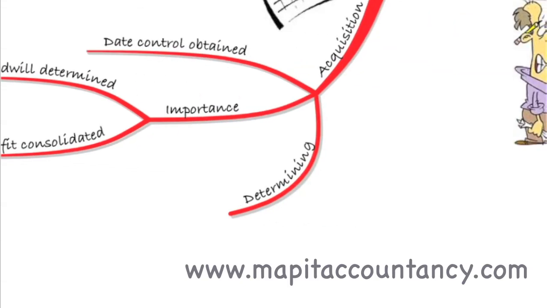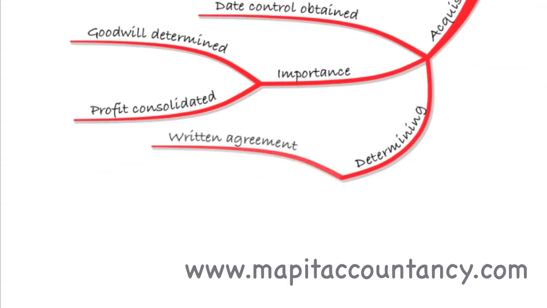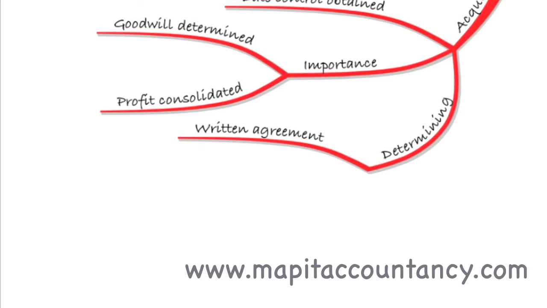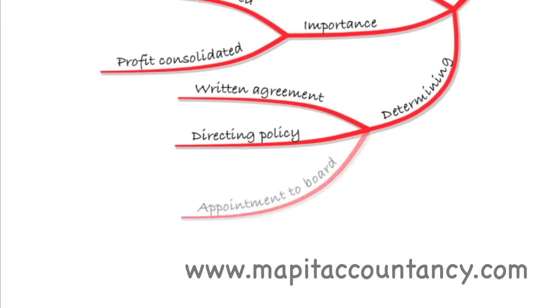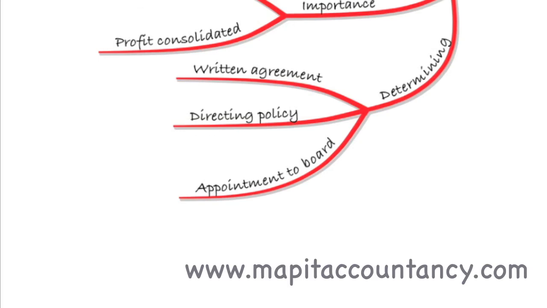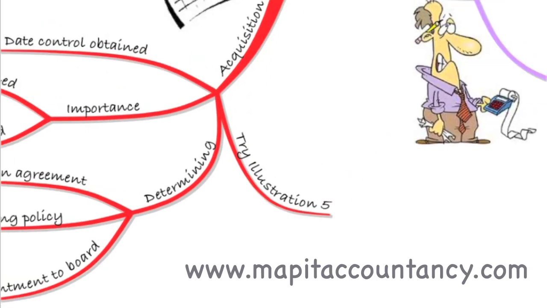How do we determine when that occurs? Well, maybe a written agreement or a contract for the sale of shares in the subsidiary, something like that. Or it could be the date at which the parent starts directing policy, or the date at which the parent has a majority appointment to the board. And we looked at that in illustration 5.